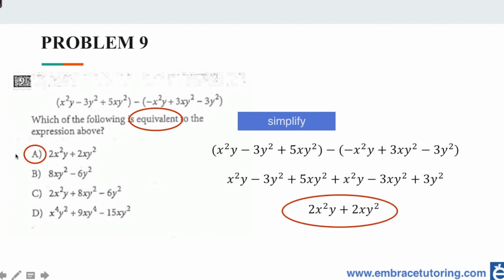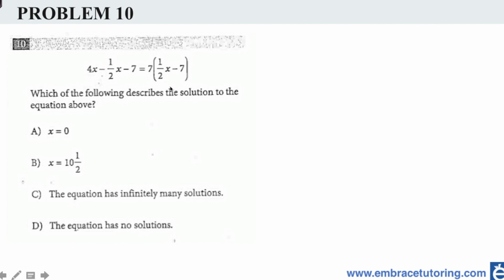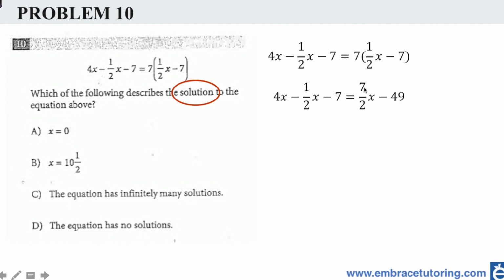Problem number 10 states, which of the following describes the solution to the equation above? I see A: x equals 0, B: x equals 10 1/2, C: the equation has infinitely many solutions, D: the equation has no solutions. Because C and D are options, what I want to attempt to do is take my expression here to solve for types of solutions, meaning that if I were to distribute my 7 to my 1/2 x and then minus 7, I would end up getting 7 over 2x minus 49.